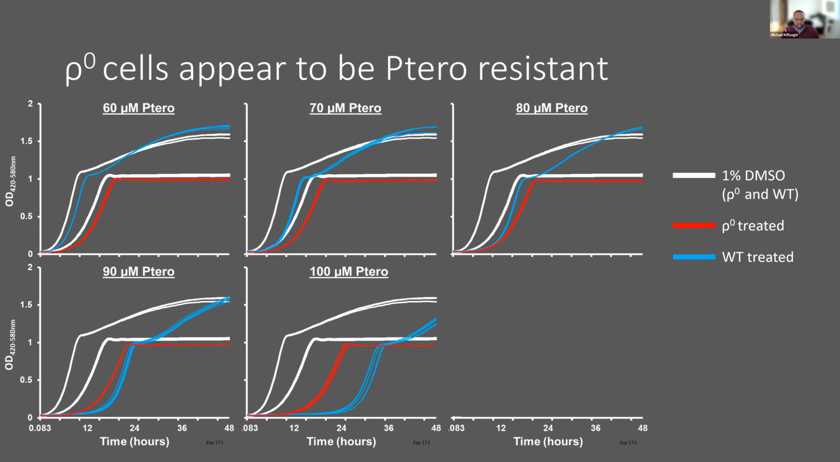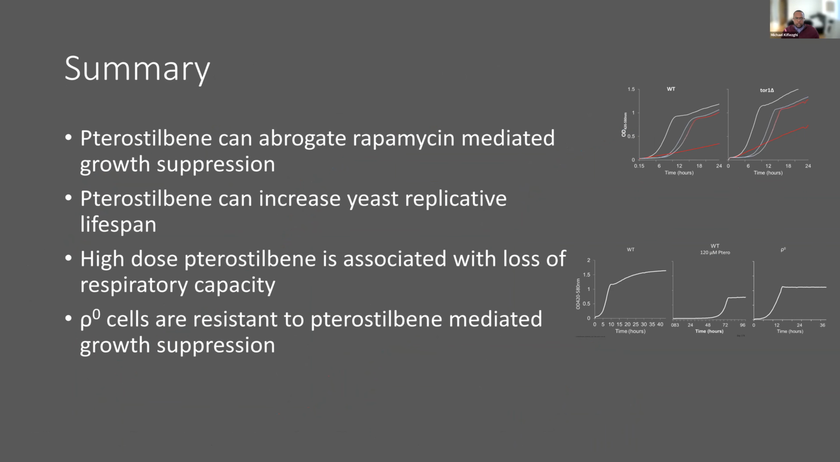Mitochondrial deficiency alone doesn't appear to be sufficient to completely confer resistance to pterostilbene. However, reduced mitochondrial activity appears to confer some amount of resistance. So pterostilbene can abrogate rapamycin-mediated growth suppression, where other drug combos with rapamycin synergistically suppress growth. Pterostilbene can increase yeast replicative lifespan, and high-dose pterostilbene is associated with loss of respiratory capacity.